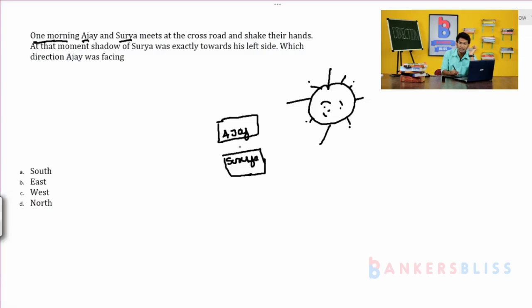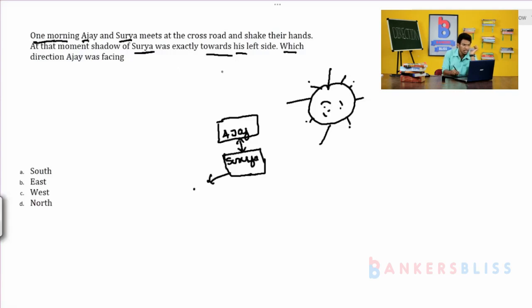They are meeting each other, and shake their hands. After that, the shadow of Surya, it means Surya's shadow, is exactly towards his left. It means Surya's left. Why? Exactly towards his left means Surya's left.